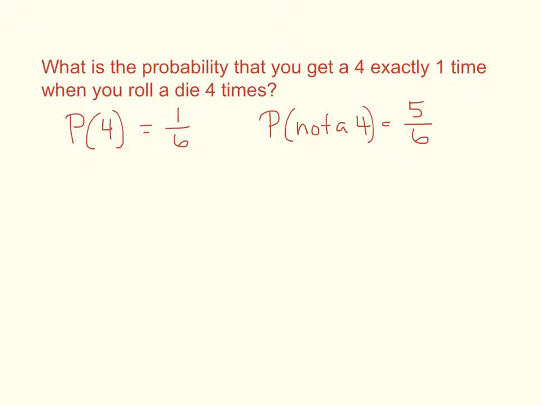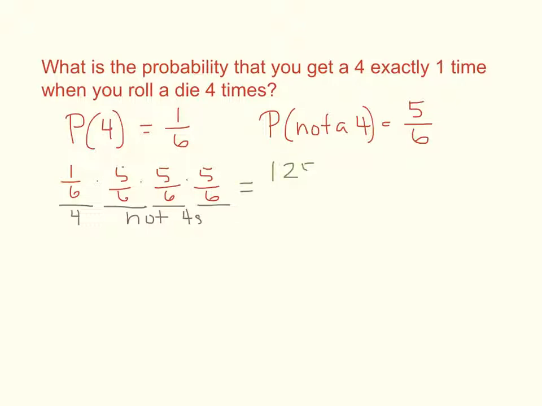So what could happen? Well, maybe we get the 4 first, and then we get 3 that are not 4s. So we would have 1/6, 5/6, 5/6, 5/6, and if we're doing things in a row, we would multiply all of these together, and so we'd have 125 over 6 to the 4th, or 6 times 6 times 6 times 6, which is 1,296.